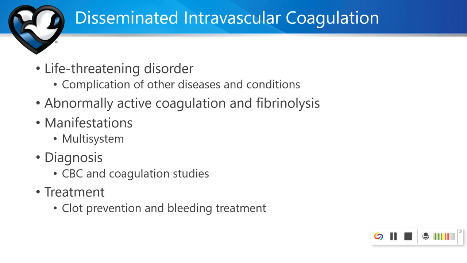DIC occurs either acutely or chronically, and both cause bleeding and or thrombosis, with acute being more severe. Clinical manifestations tend to be multi-system, and they also oftentimes show signs of bleeding, such as petechiae, hematuria, and bleeding from IV sites. Diagnosis consists of a CBC, PT, and PTT. D-dimer, fibrinogen, and anticoagulation factors are also evaluated.